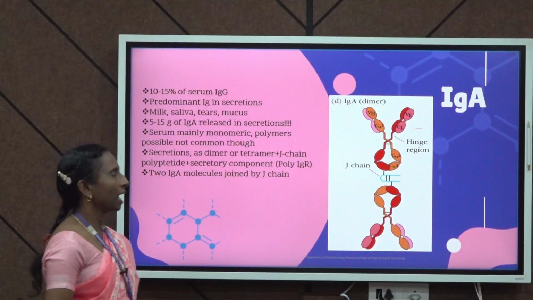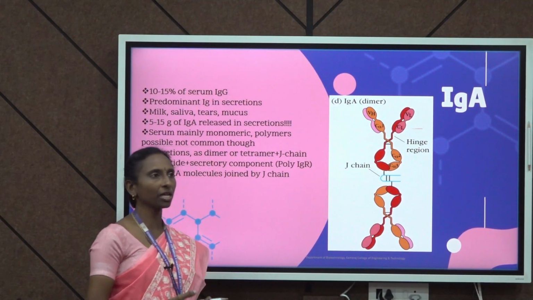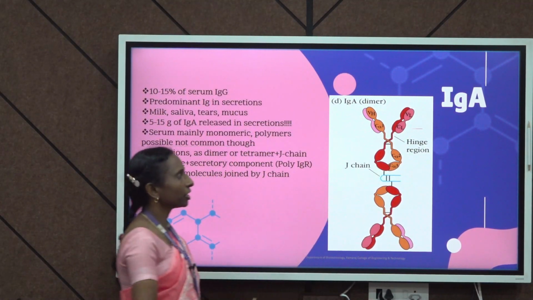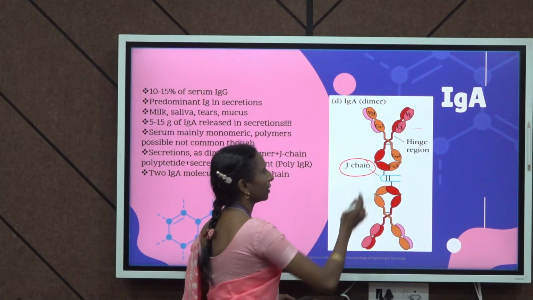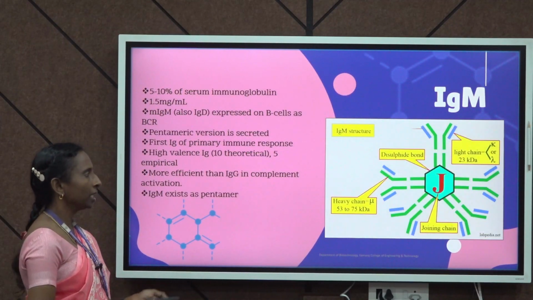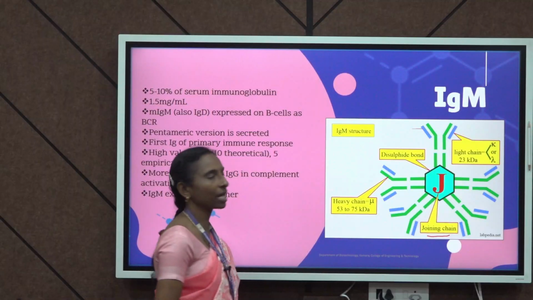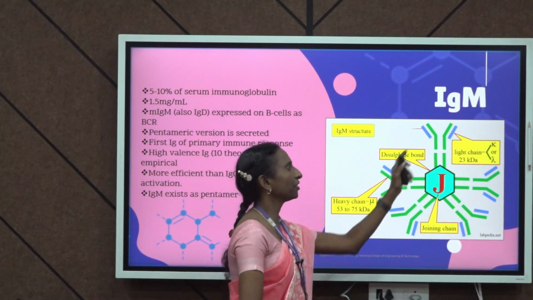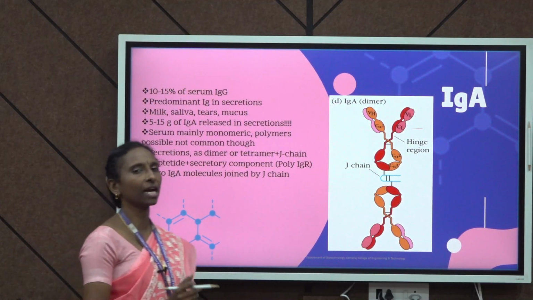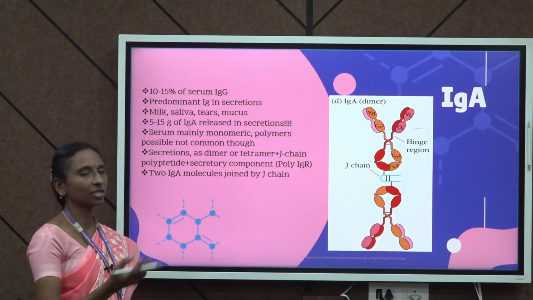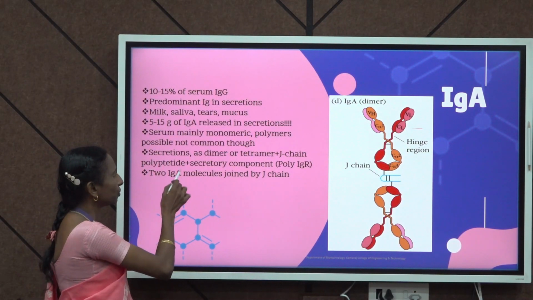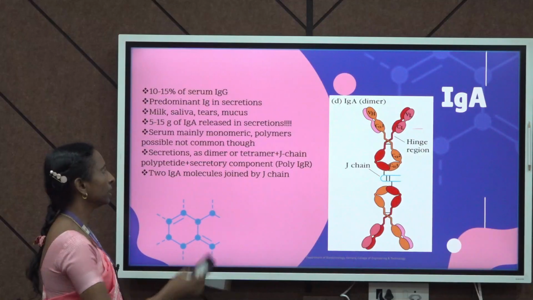Then coming to IgA, and this particular antibody is quite unique in its structure. They exist as dimers, and the 2 molecules are joined by something called the J chain. J chain is also found in the case of IgM, and is known as the joining chain, which holds the different monomers in place together to form the actual antibody. IgA is found at a slightly higher concentration than IgM, around 10 to 15% of the serum immunoglobulin, and 2 IgA molecules are always joined together through the J chain.